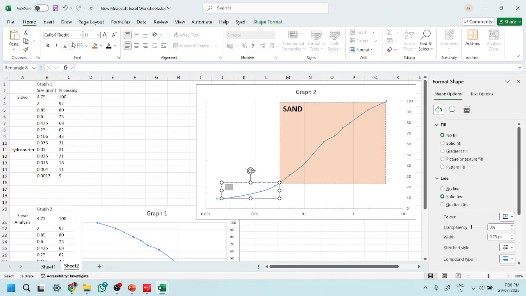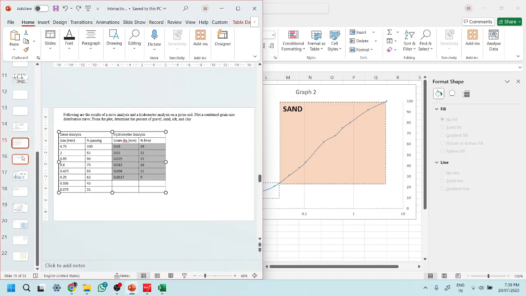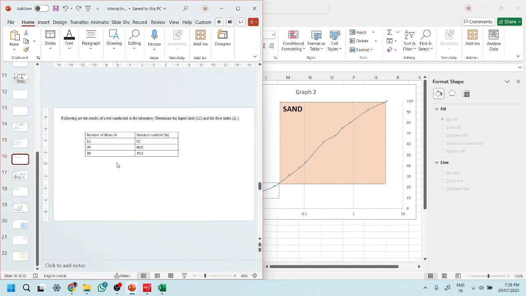So what we can do is do the next question. Okay, so this is the question. Let's move to the next question. Following are the results of a test conducted in the laboratory. Determine the liquid limit and the flow index. Okay, so liquid limit.